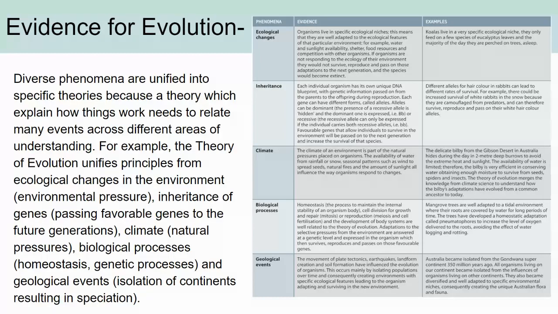We're going to perform a rigorous reading to deconstruct this bit of information. But remember that diverse phenomena are unified into theories because the theory explains how things worked and how many events can be understood better once the unifying theory is in place. So the theory of evolution unifies principles from ecological changes in the environment, the inheritance of genes, the way the climate works and natural pressures, biological processes, and geological events, and how they all work together and are now unified under the theory of evolution.